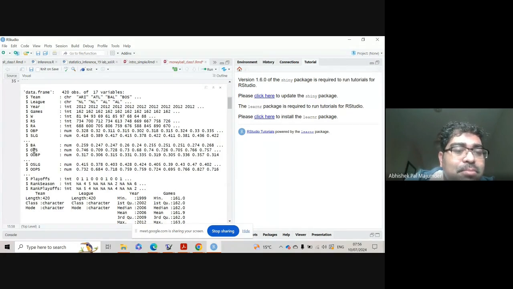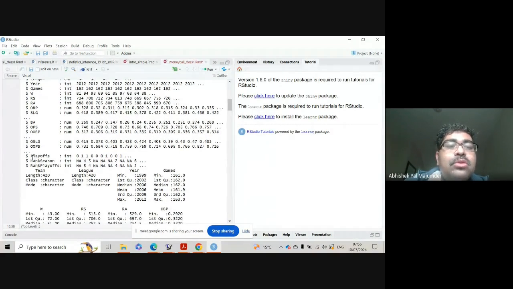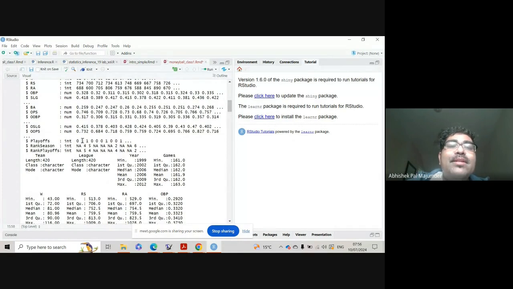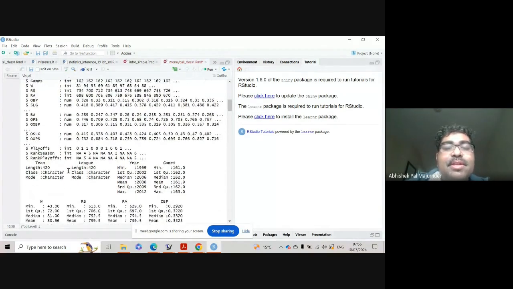Now there is OPS, which I feel is something like opponent scores, and opponent on-base percentage, opponent slugging average, opponent OPS. So I'll not go into that part, but we also have the data whether they made it to the playoff or not. If it is one, then that particular team, that particular year, that particular league, made it to the playoff. Zero if it is not.